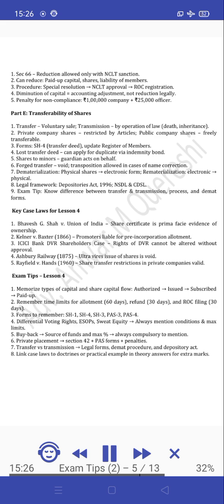5. Shares to minors: guardian acts on behalf. 6. Forged transfer: void. Transposition allowed in cases of name correction. 7. Dematerialization: physical shares to electronic form. Rematerialization: electronic to physical. 8.